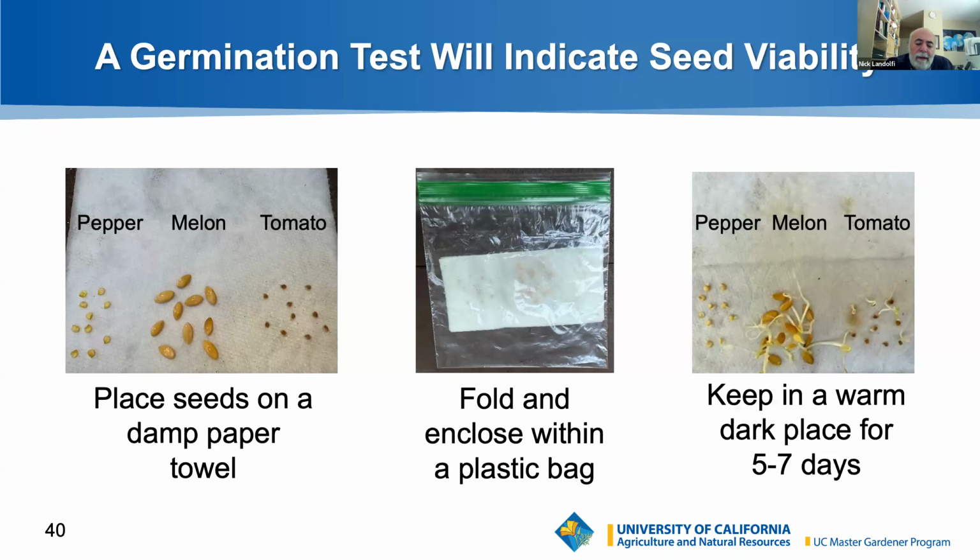You can assess the germination rate of your seeds at any time by doing a simple germination test. Place 8 to 10 seeds on a damp paper towel. Fold over the paper towel to cover the seed. Place in a sealed plastic bag to prevent drying and keep in the dark for 5 to 7 days. Viable seeds will sprout, giving you an estimation of the germination rate. In this example, the germination rates were 90%, 100%, and 80% for the pepper, melon, and tomato, respectively.